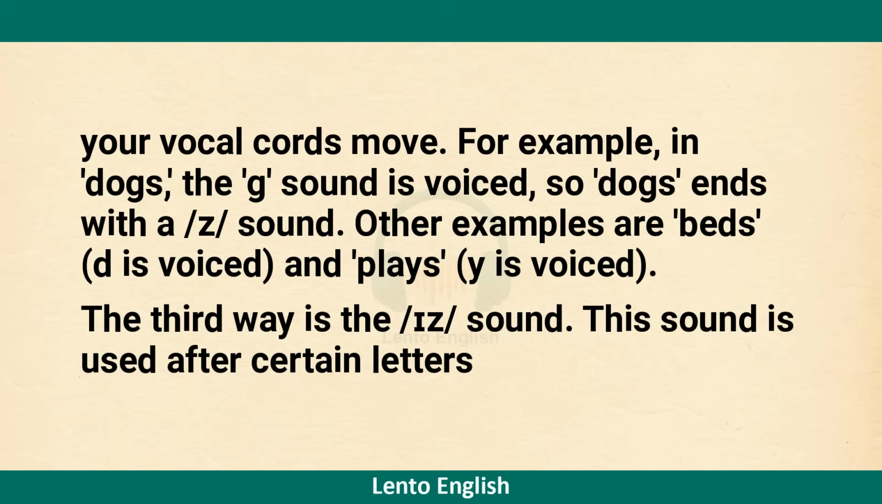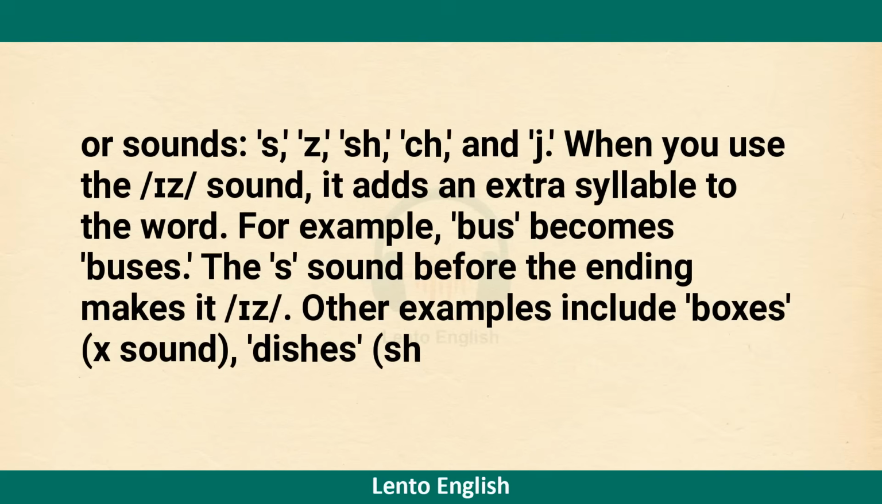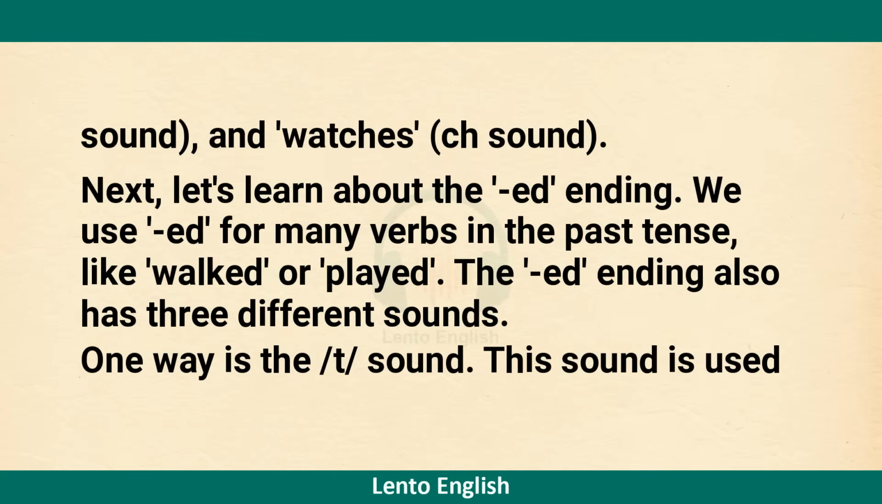The third way is the /ɪz/ sound. This sound is used after certain letters or sounds: S, Z, SH, CH, and J. When you use the /ɪz/ sound, it adds an extra syllable to the word. For example, bus becomes buses. The S sound before the ending makes it /ɪz/. Other examples include boxes, X sound, dishes, SH sound, and watches, CH sound.